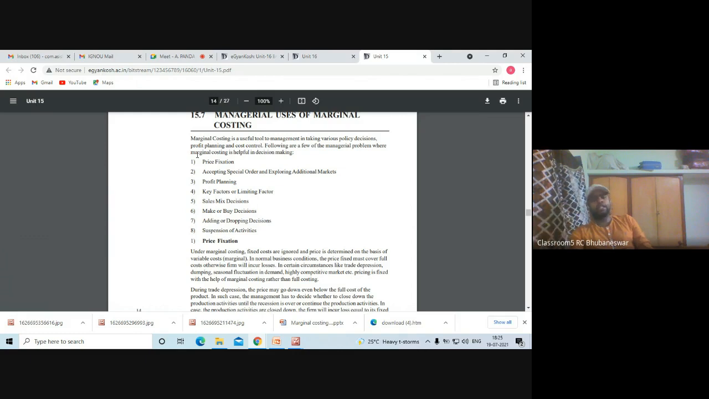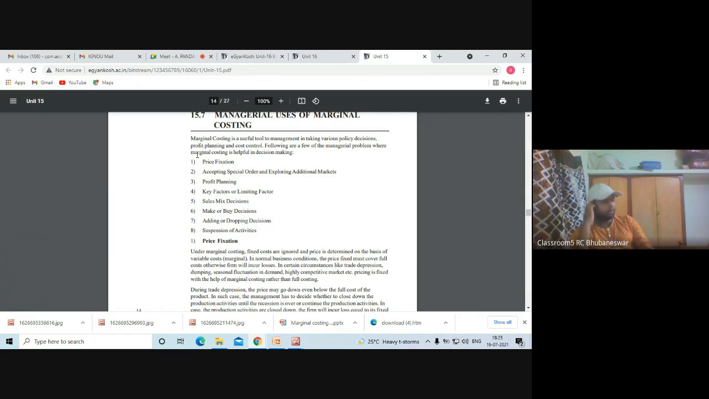Next, exploring additional market. Let's take for example, in Odisha's different markets you are operating. Now you want to explore another one, the Andhra market, you want to enter that one. Then depending upon all the given circumstances, all the conditions will be taken into account, and an analysis will be made whether entering into that market is profitable or not.